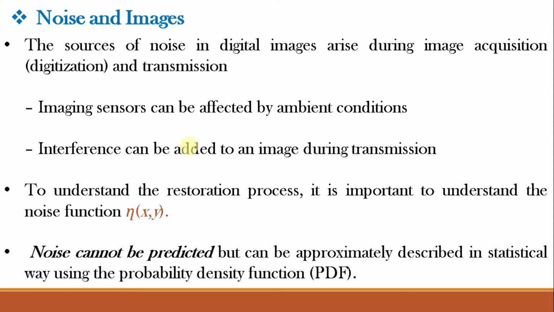Also, interference can be added to an image during transmission. This happens principally due to interference in the channel used for transmission. For example, an image transmitted using a wireless network may be corrupted as a result of lightning or other atmospheric disturbances. To understand the restoration process, it is important to understand the noise function. But this noise cannot be predicted. Why? Because it is an unwanted and undesired random variable, but we can approximate it in a statistical way, using the probability density function or PDF, right?